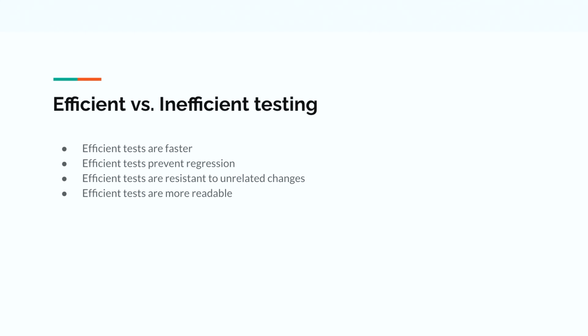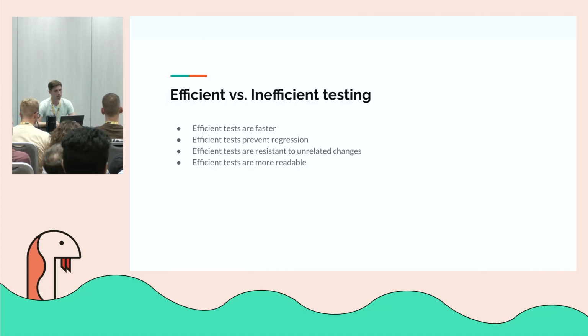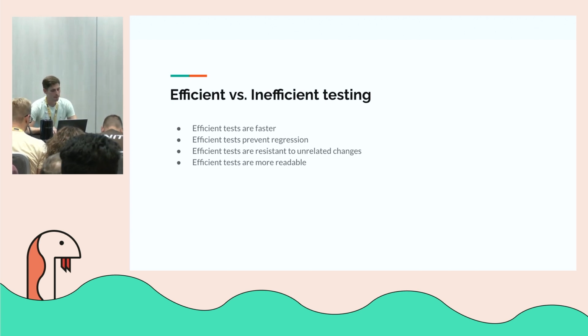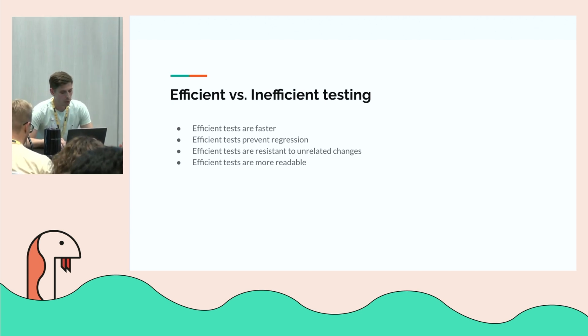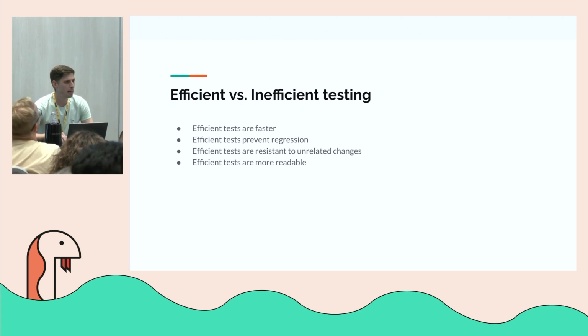As we were able to see, the efficient tests were resistant to unrelated changes, right? So we were able to very easily make them pass by adding a single line to the factory fixture. And we also made sure that tests are more readable because we don't deal with all the database crap and whatnot.